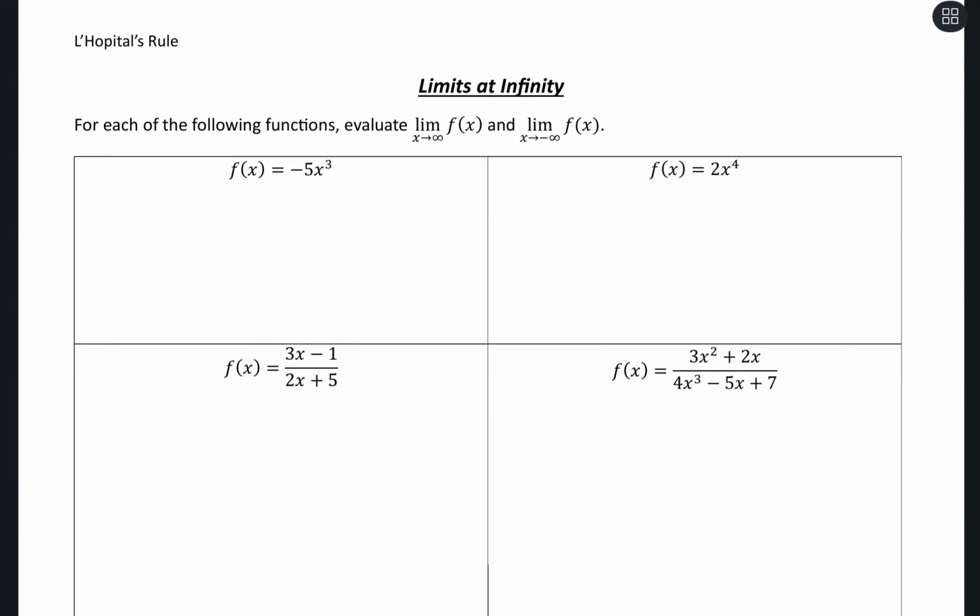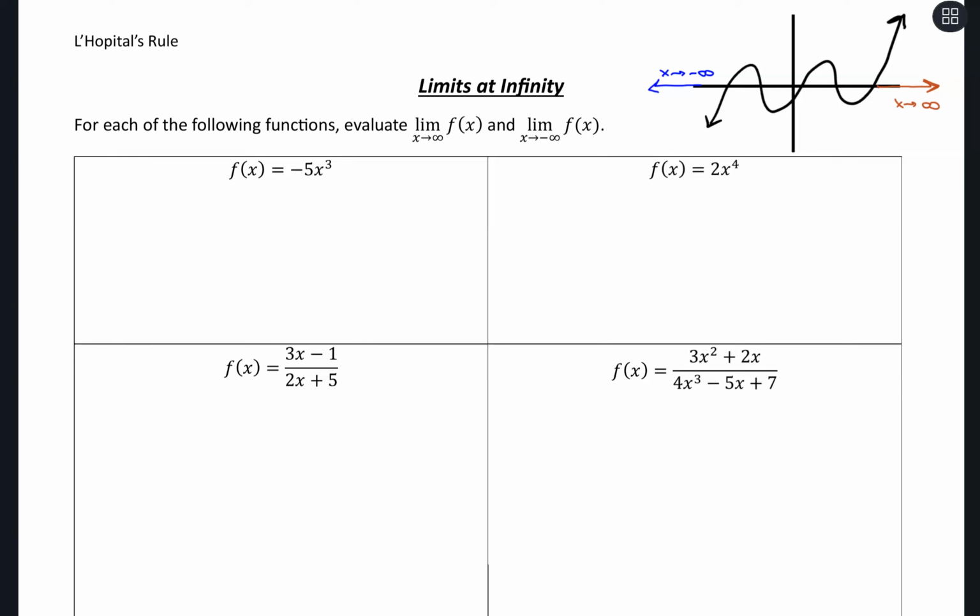Evaluating limits at infinity is the idea of evaluating as x is approaching positive infinity and approaching negative infinity. Visually, in terms of a graph, whatever our graph may look like, as x approaches infinity, that's this idea of going off to the right-hand side. That's where x is approaching positive infinity, and where x is approaching negative infinity is going off to the left-hand side. As x goes to negative infinity.